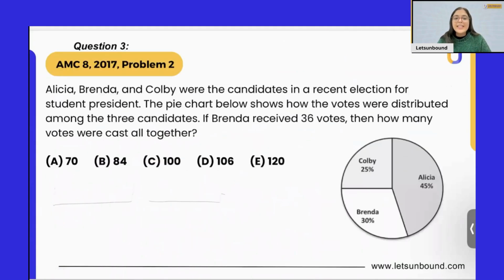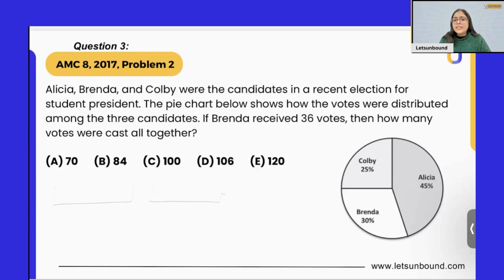Question 3. Can you see? We have a pie chart and there are some percentages there in the diagram. So this question is from 2017, problem 2. The question says that there are 3 candidates, and you can see the candidates here, in a recent election for student president. Now, the pie chart shows how many votes were distributed among the 3 candidates.